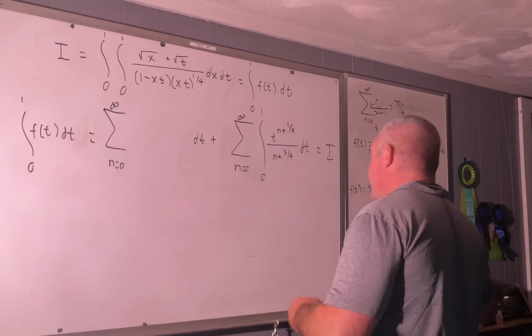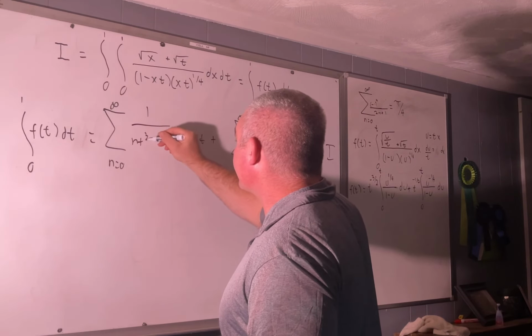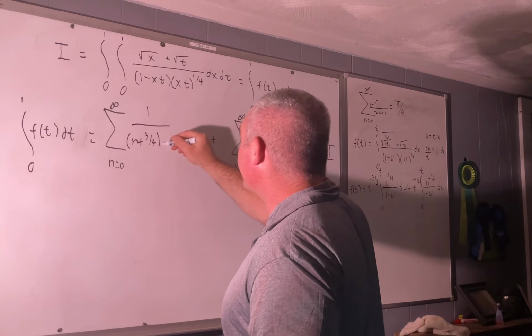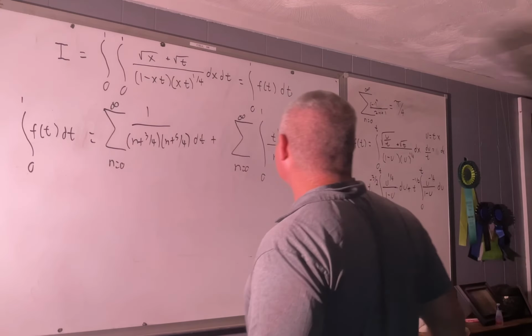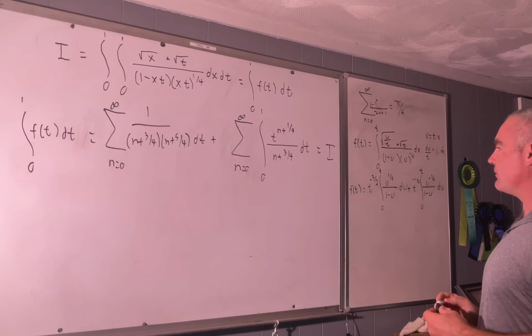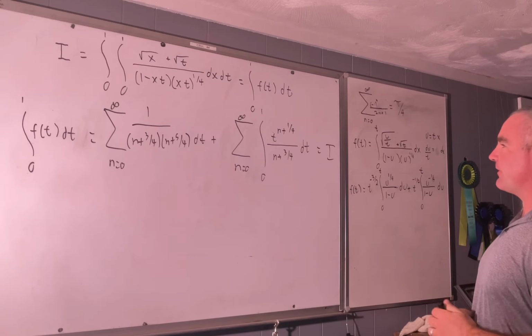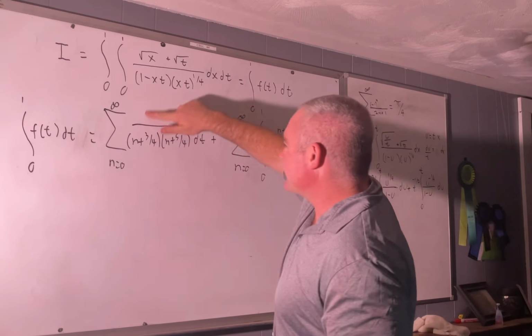1 over n plus 3/4 times n plus 5/4. All right, what are we going to get over here? Well, let's see. This is going to be an n plus 5/4 over n plus 5/4. Okay, exact same thing. In other words, we're going to get this.